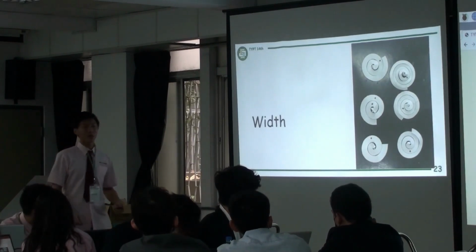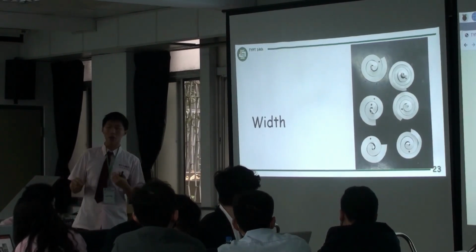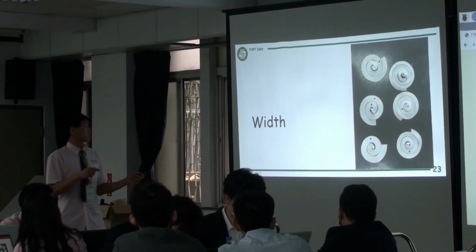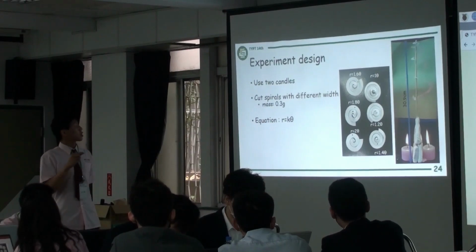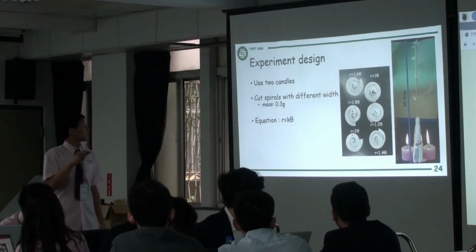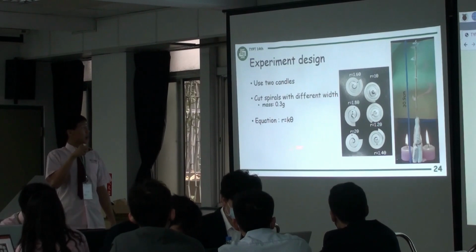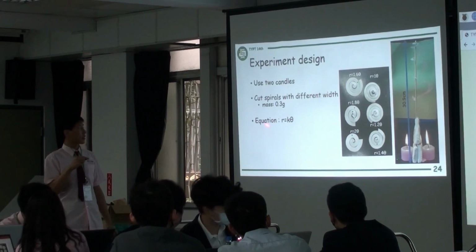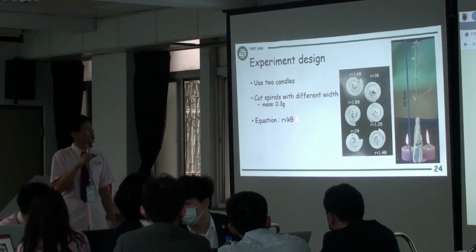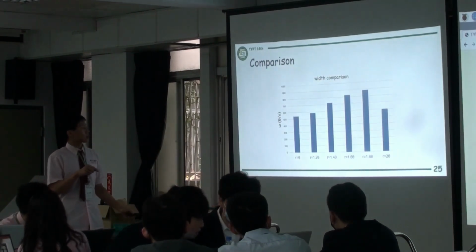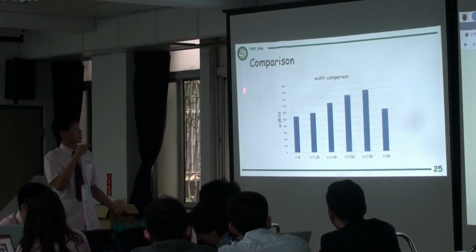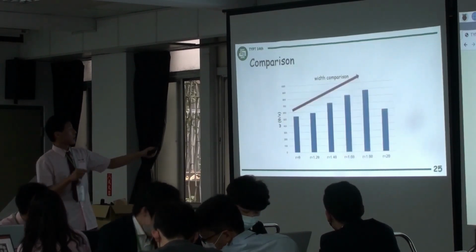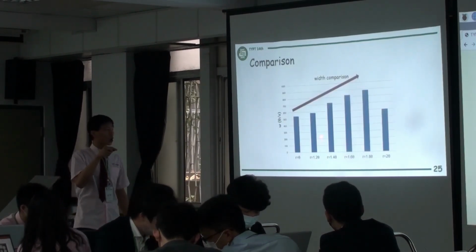Okay, so let's move into our width. From now on, we'll be doing our experiment using the circular spiral. For the experiment design, we use 2 candles, and we cut the spiral with 2 different widths, and the mass is 0.3 g. The reason we do this is because we use r equals kθ. Here are our experimental results, and we can see that the terminal angular velocity goes up as θ increases.